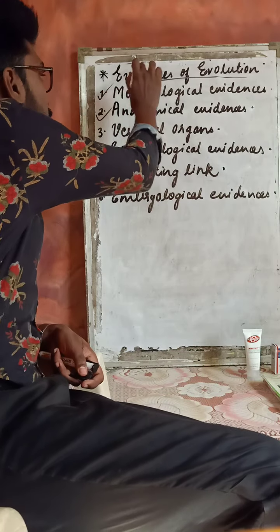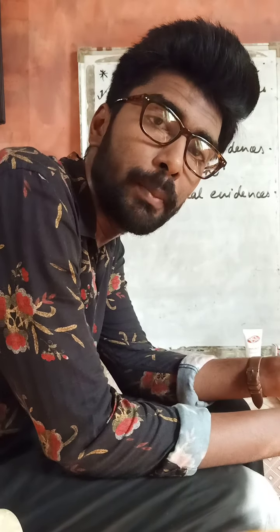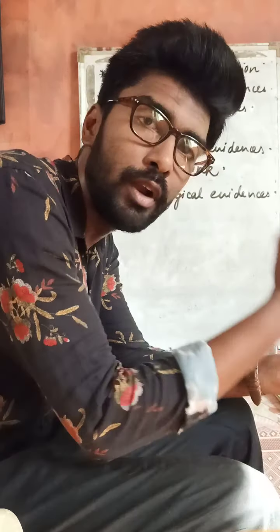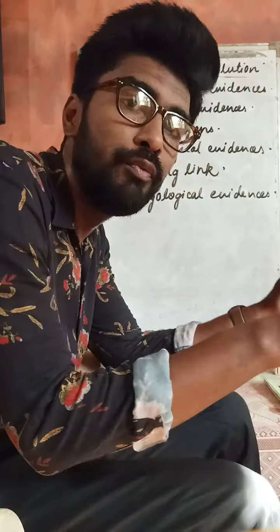The second one is called anatomical evidences. Now what is anatomy? The branch of biology which deals with the study of the internal structure of an organism is called anatomy, right? So here we are going to talk about the anatomical evidences. Let's take a simple example: the forelimb of the hand, the hind limb of the horse. Hind limb is nothing but the legs, right? Then the wings of the birds and the fins of the whale.